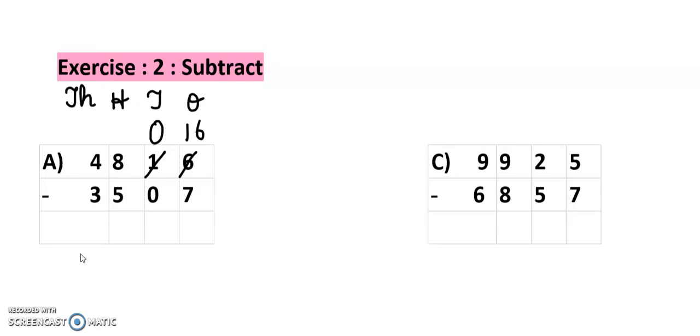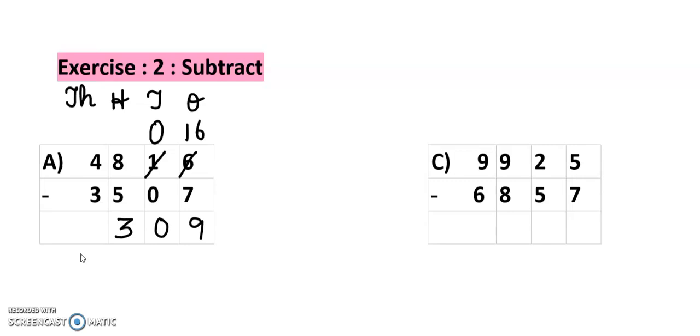Now we can subtract 16 minus 7. So we have to count 7 after, up to 16: 8, 9, 10, 11, 12, 13, 14, 15, 16. 9 is the answer. Next, 0 minus 0, 0. Next, 8 minus 5. See, 8 is a greater number, so we can subtract. So 5 after, up to 8 we have to count: 6, 7, 8. So 3 is the answer.